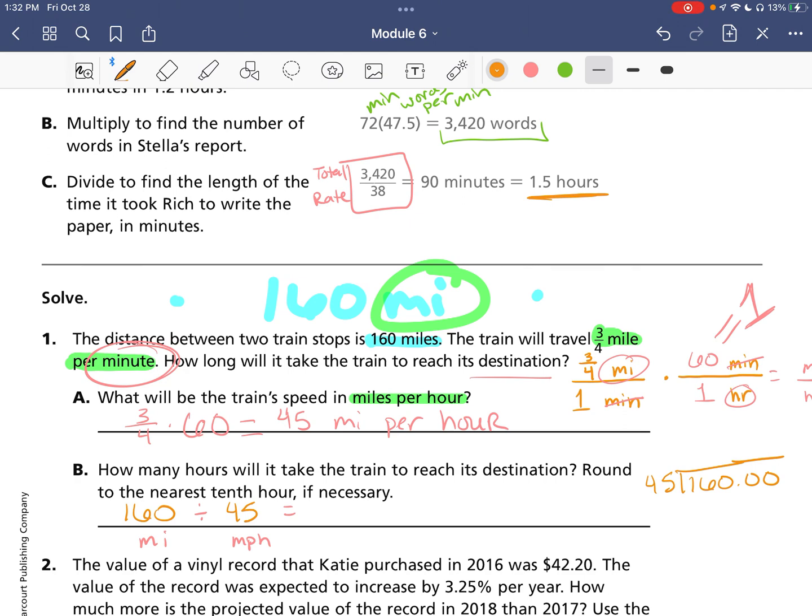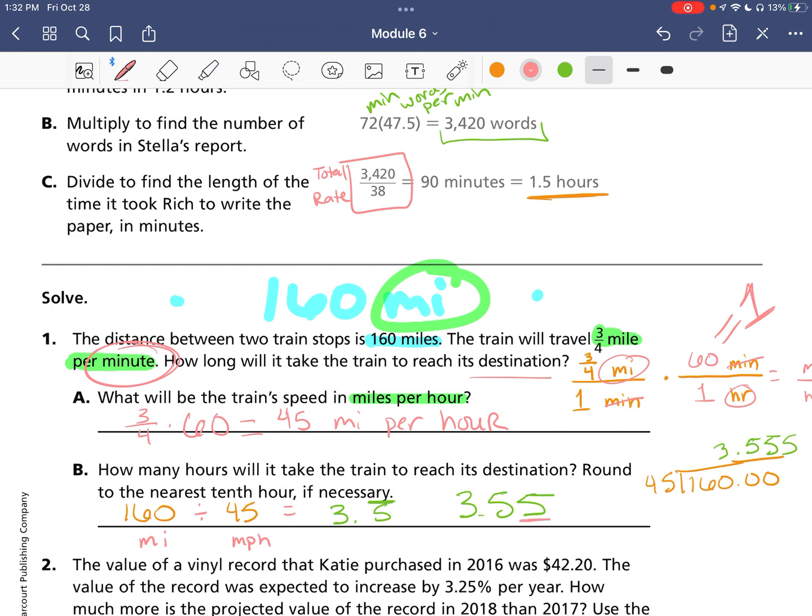When we do this, we end up with 3.555, and it keeps going. So if we are rounding to the 10th, 3.5 repeating, but it says to round to the nearest 10th. That means we need to go to the hundredths place and see if we need to round up or whether we need to stay the same.